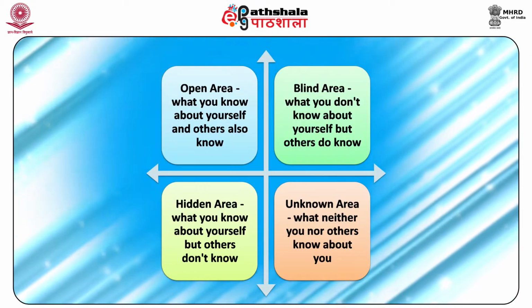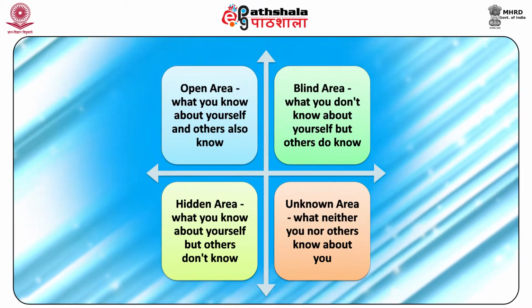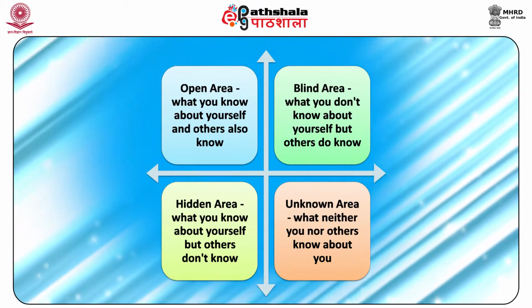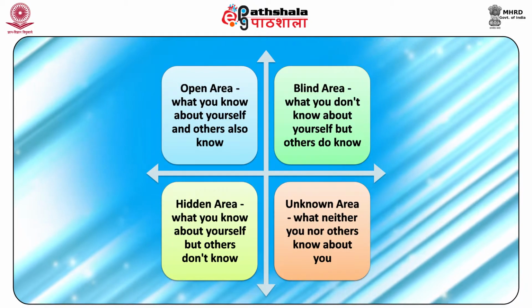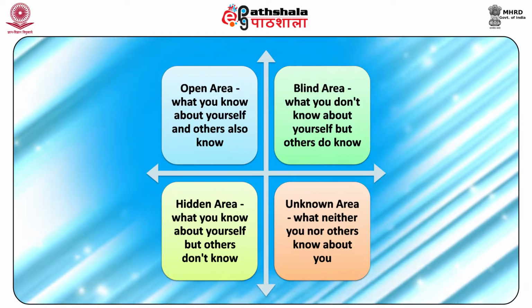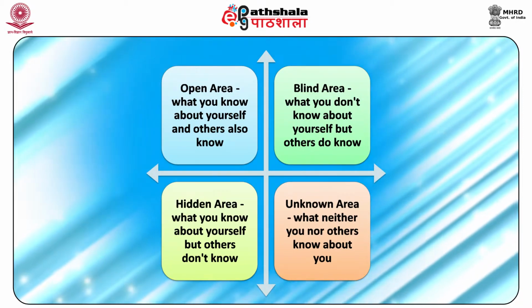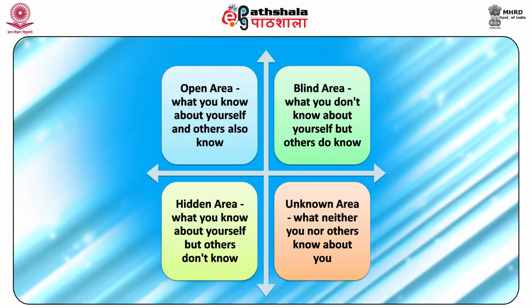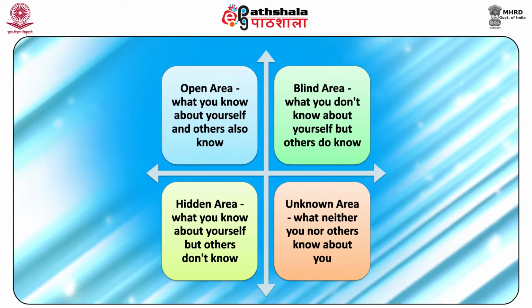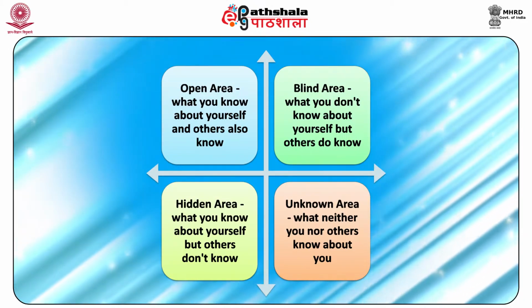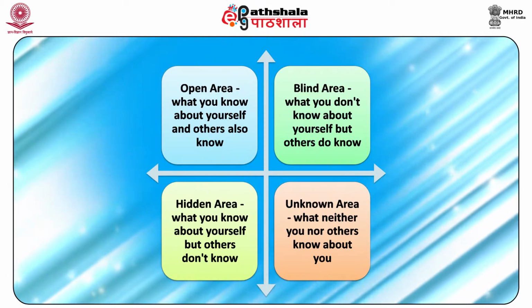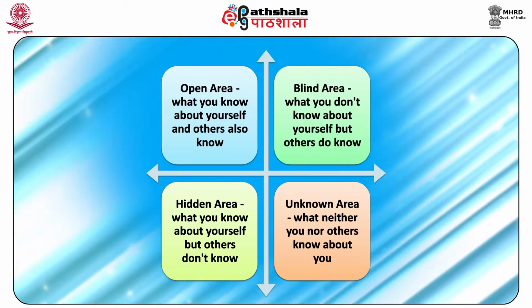Open area: what you know about yourself and others also know. Blind area: what you do not know about yourself but others do know. Hidden area: what you know about yourself but others do not know. Unknown area: what neither you nor others know about you.